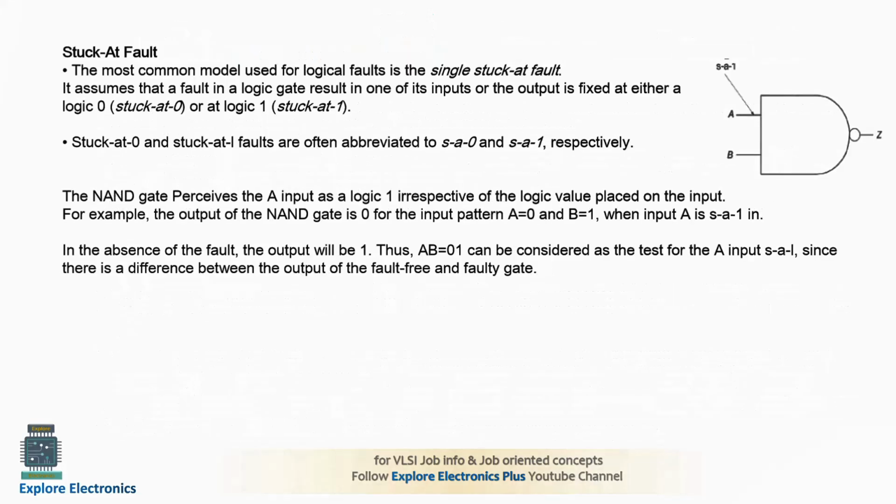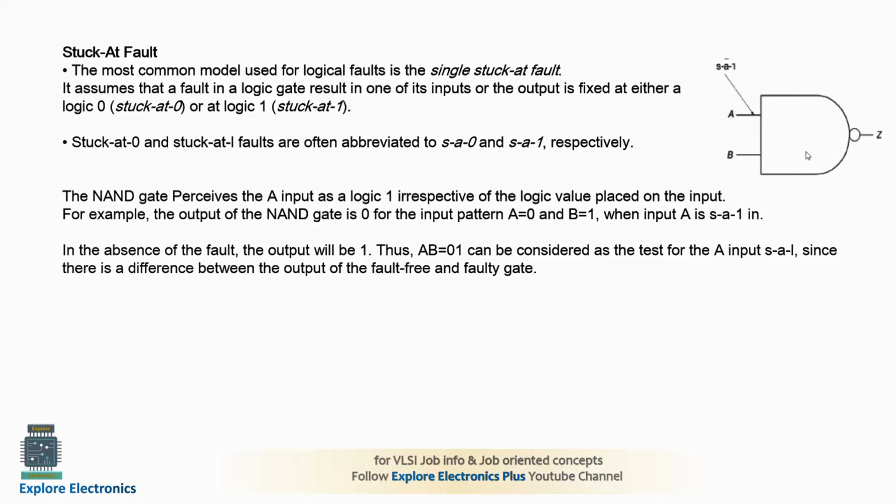Let us go to the stuck-at fault. In stuck-at faults we have two types. One is stuck-at 0 and the other is stuck-at 1. Any node, whether an output or input node, will be stuck to a particular value like 0 or 1. We call it stuck-at 0 or stuck-at 1. Stuck-at 0 and stuck-at 1 faults are often abbreviated as SA0 and SA1 respectively.